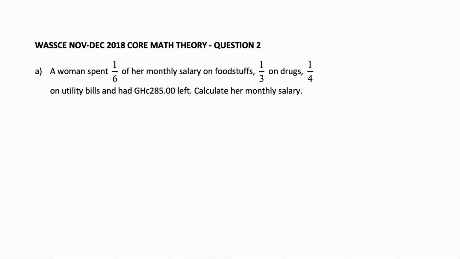A woman spent 1/6 of her monthly salary on foodstuffs, 1/3 on drugs, 1/4 on utility bills, and had 285 Ghana cedi left. Calculate her monthly salary. So let's begin with our solution.